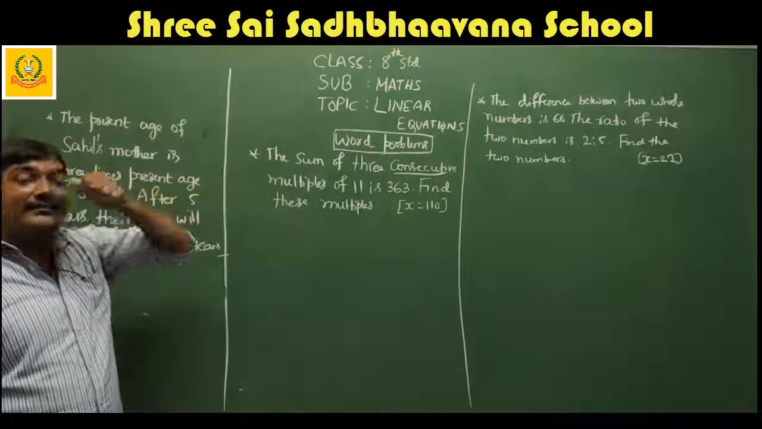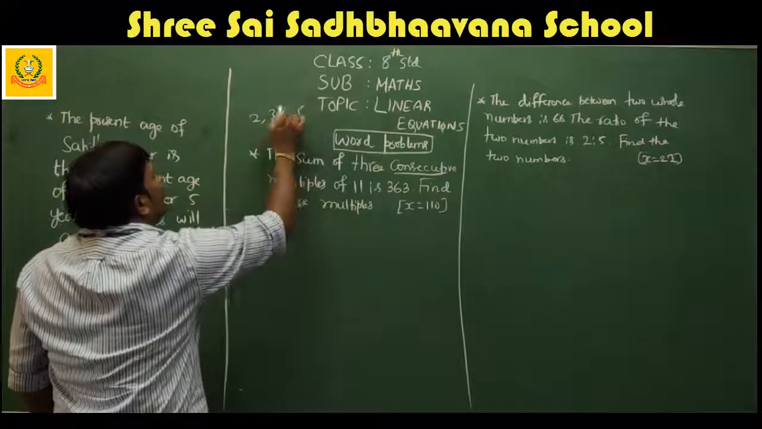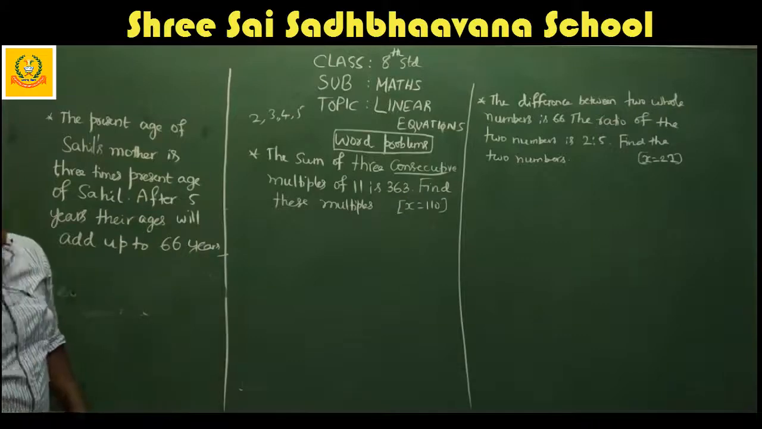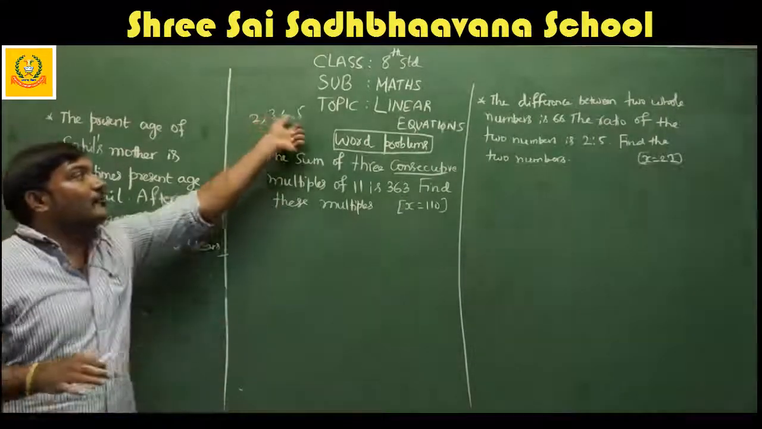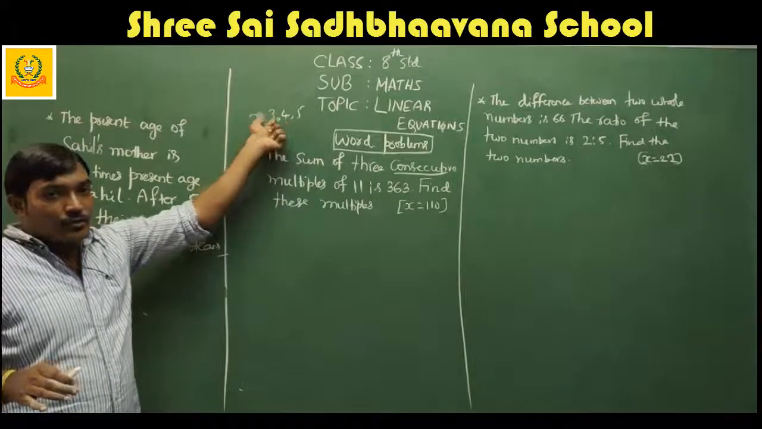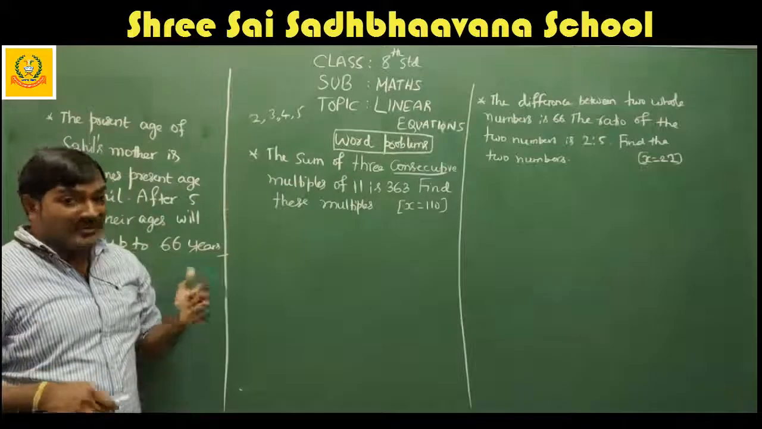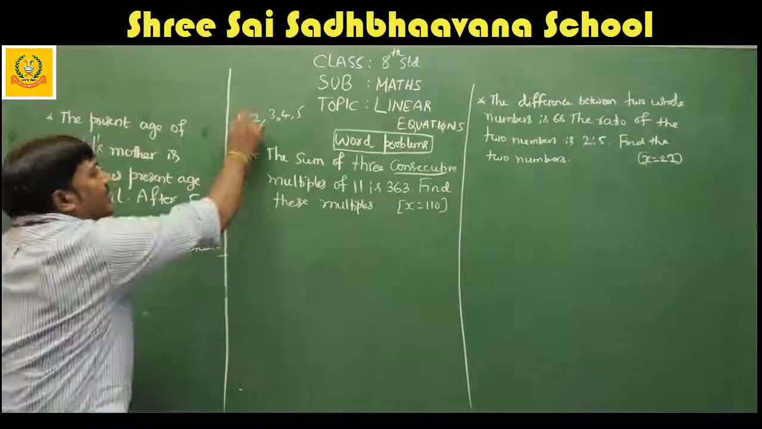I'll give an example so that you can easily understand. 2, 3, 4, 5. So 2 and 3 are consecutive. 3 and 4 are consecutive. 4 and 5 are consecutive. But 2 and 4 are not consecutive. Remember, between 2 and 4 we have 3 in the middle. So 2 and 4 are not consecutive numbers. 2 and 3 are consecutive natural numbers, because 1, 2, 3, 4, 5 are natural numbers.